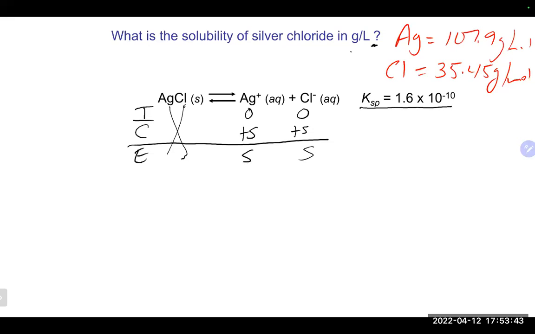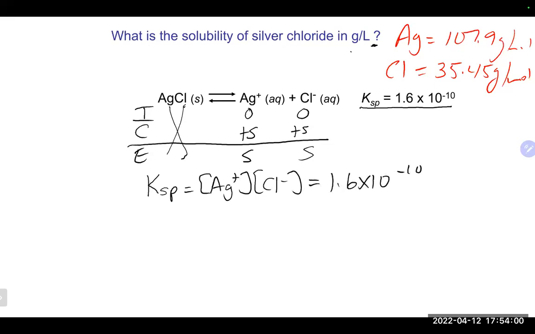Any questions on the ice table here? This, like a normal ice table, will now go into our equilibrium expression, which is our Ksp. In this case, it would be the concentration of silver times the concentration of chloride, and it would equal 1.6 times 10 to the minus 10. Putting our s's in there gives us s squared is equal to 1.6 times 10 to the minus 10.